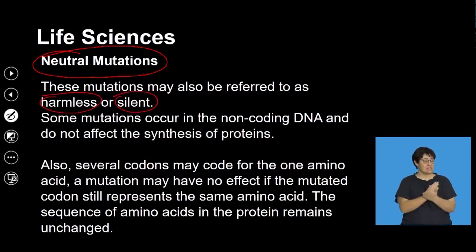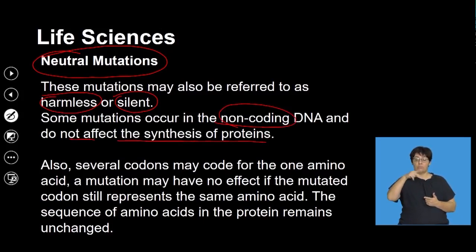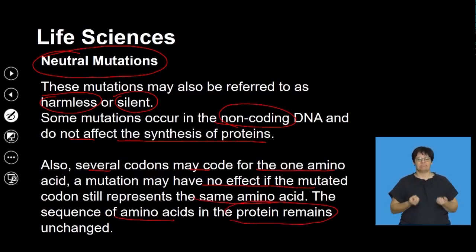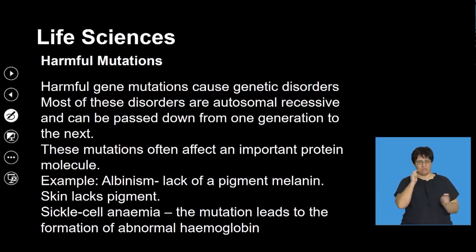Some mutations can occur in the non-coding DNA and thus do not affect the synthesis of protein. Also, several codons may code for one amino acid, and hence a mutation may have no effect on the mutated codon, which at the end still produces the same amino acid. Thus, the sequence of the amino acids in the chain is not altered, and we say that it still produces an unaltered protein. So we say that that's a neutral mutation, as it has not affected the protein chain.